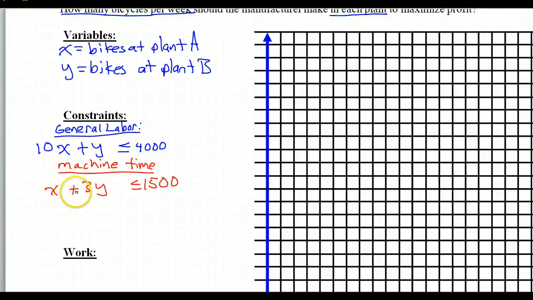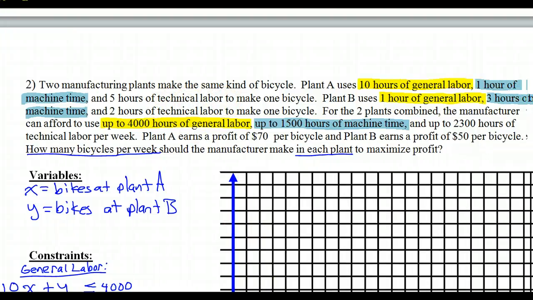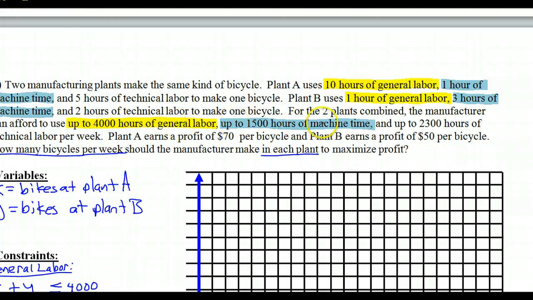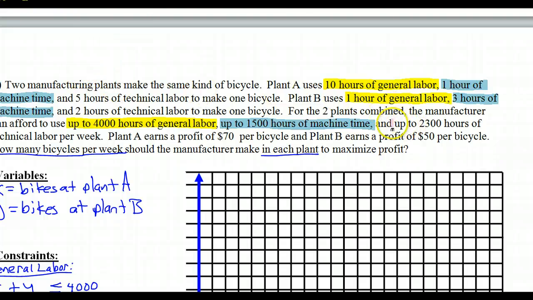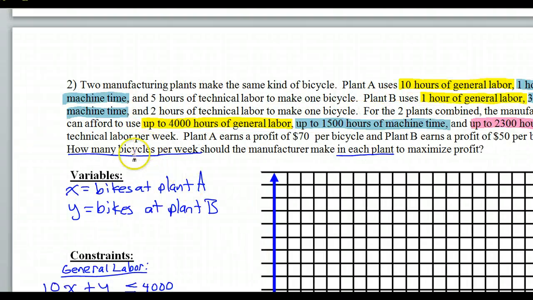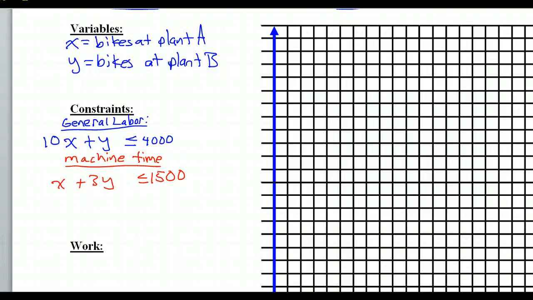So that's two constraints. I think I heard a third because they kept saying general labor, machine time, and then technical labor. So that's going to be a third constraint. So let's see, there's our general labor, there's our machine time. So here comes our third constraint, which we will do in pink. All right, it says up to 2,300 hours of technical labor. Okay, 2,300 hours. So we're talking about technical labor now.